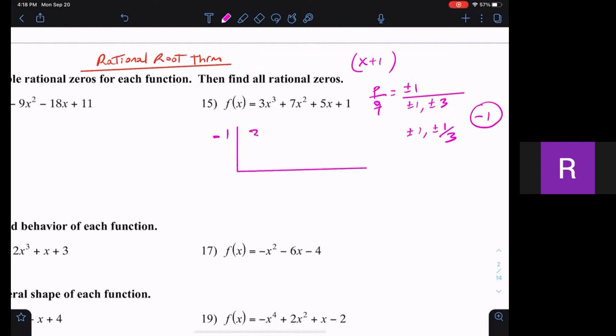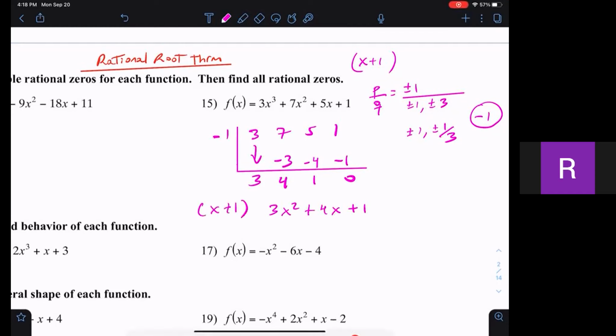So this is 3, 7, 5, 1. Drop the 3. Negative 3. That's 4. Negative 4. 1. Negative 1. That's 0. So that means that this is 3x squared plus 4x plus 1. Okay. So remember the factor was x plus 1. Now we need to factor this guy. So this is going to be 3x squared plus 4x plus 1, which is 3x plus 1 times x plus 1. That's 3. That's 4. Yeah. So that's the answer. This is the factor form of this one.